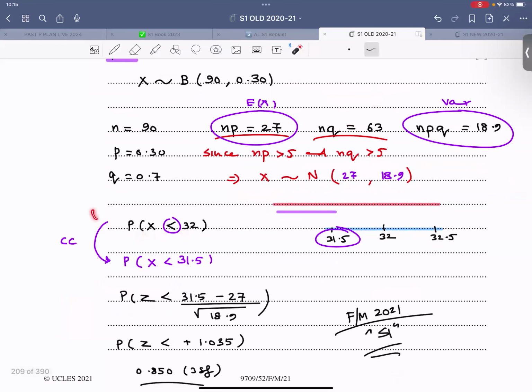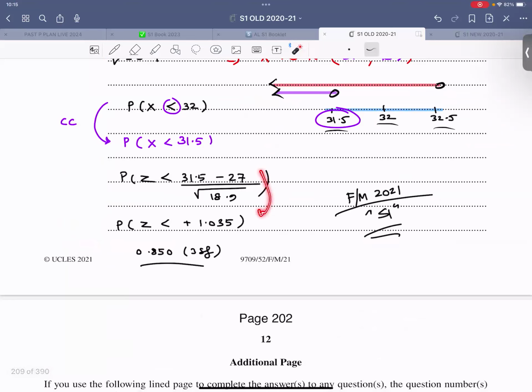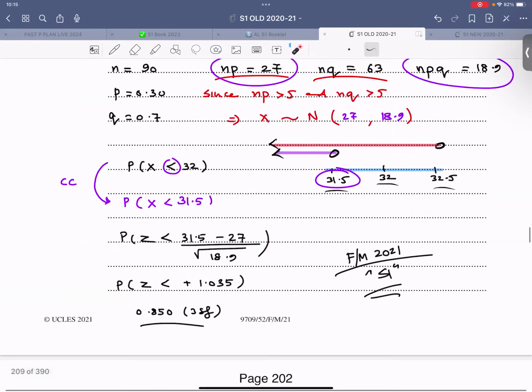Probability x less than 32. Binomial to normal, we always do continuity correction. So we have this value 32. We have the boundaries 31.5, 32.5. We are going in the left direction. So which is the right value? Since 32 is not inclusive, therefore choose 31.5. If 32 was inclusive, we would choose a line that would go on top of 32 and include it. As simple as this. Standardize, Z table, get the value, final answer 3SF, just take care of the accuracy.